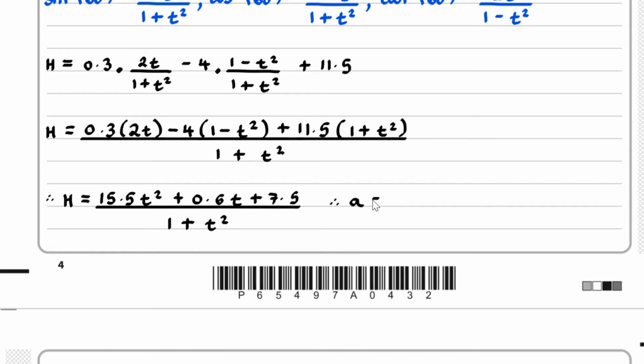The value of a is equal to 15.5, the value of b is equal to 0.6, and the value of c is equal to 7.5. Here are our values.